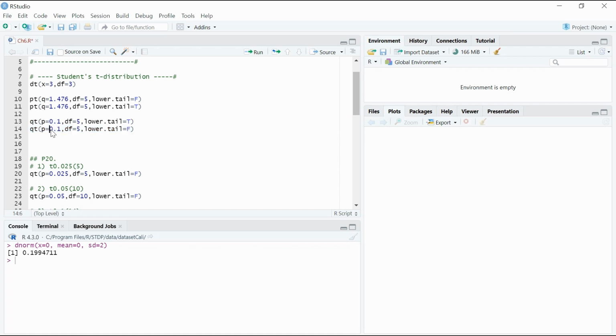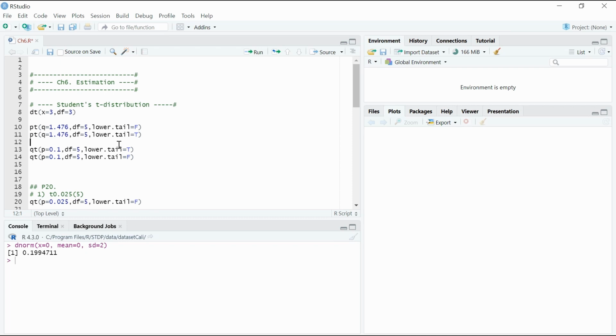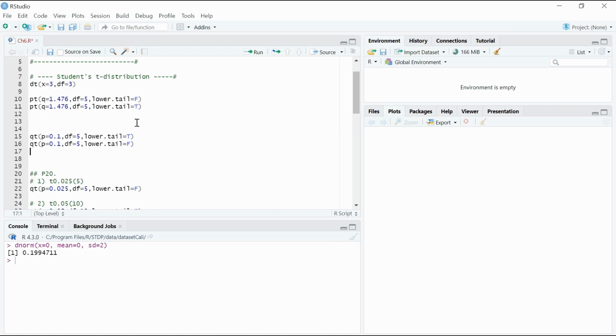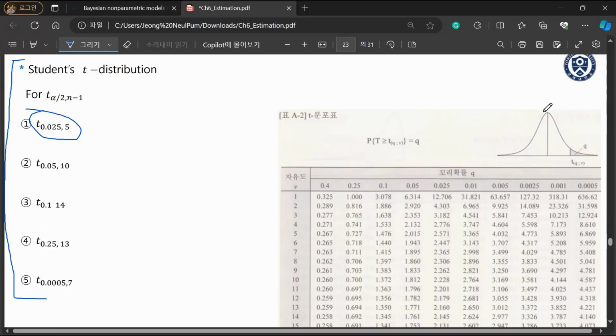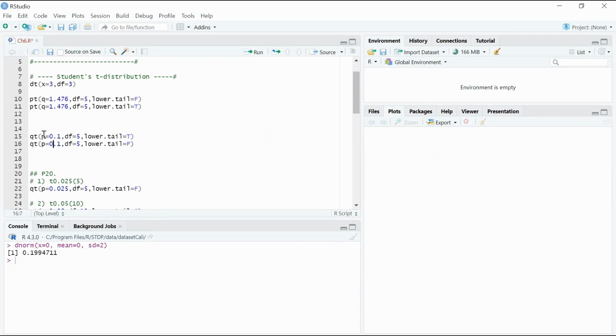Especially for the qt function, we can get the quantile value from the t distribution with the degrees of freedom equal to 5. We can also set the lower tail option. From now on, the lower tail option is becoming important, because we are using quantiles, so it is important for you to use the quantile function from now on.